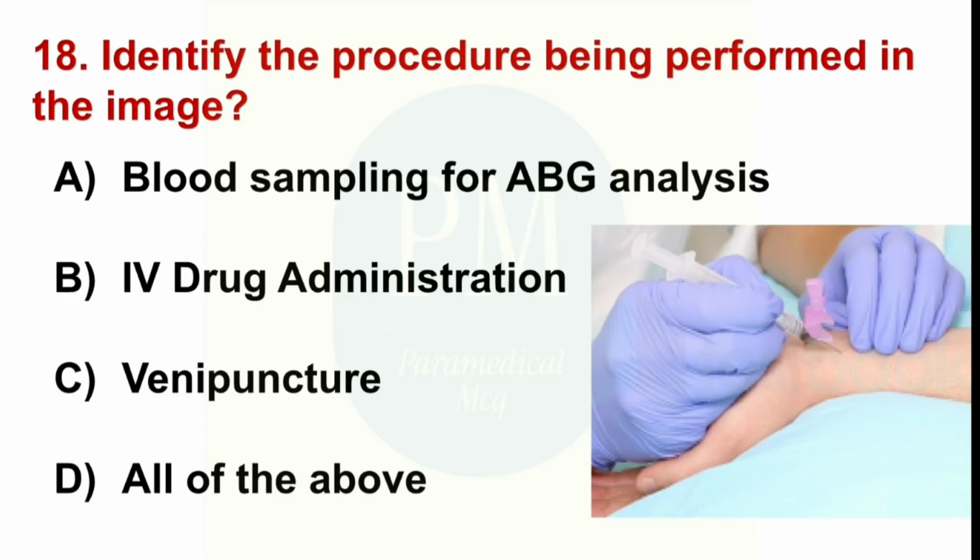Identify the procedure being performed in the image. Option A. Blood sampling for ABG analysis. Option B. IV drug administration. Option C. Venipuncture. Option D. All of the above. The correct option is option A. Blood sampling for ABG analysis.